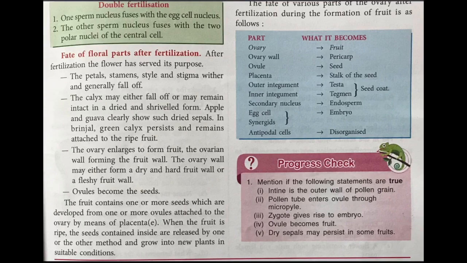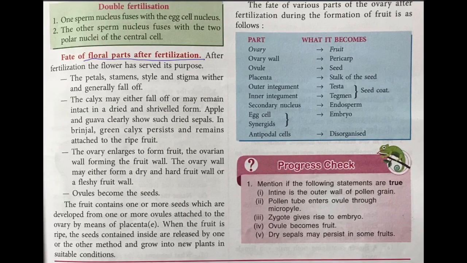Now, what happens to the different floral parts after fertilization? So after fertilization, the flower has finished its job. It has served its purpose. Means, what was the main purpose of the flower? To bring the pollen grain into the ovary, and fertilization, followed by the formation of a zygote, which will further lead to the formation of seed, and from the seed a new plant will come out.